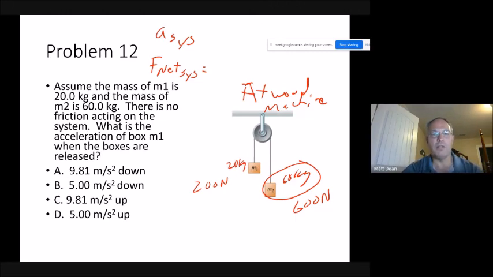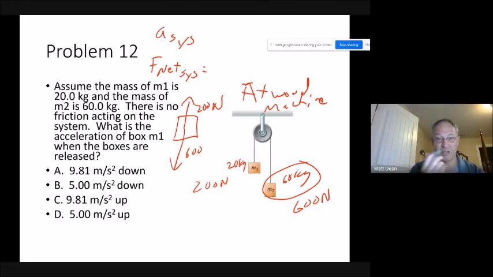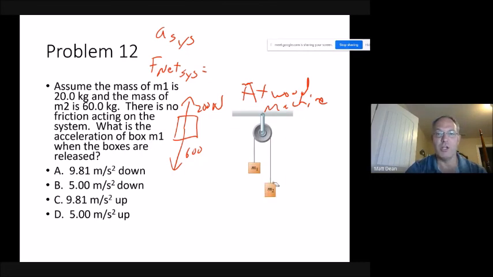What I'm hoping that you see is that over here, let's just do a free body diagram for box M2. For box M2, we've got 600 going this way. Well, that pulley causes that 200 to pull up. So we end up with a net force on box 2 of 400 newtons. Same for box M1. What I'm getting at is that the net force acting on this system is the 600 minus the 200. 400 newtons of net force act on this system.